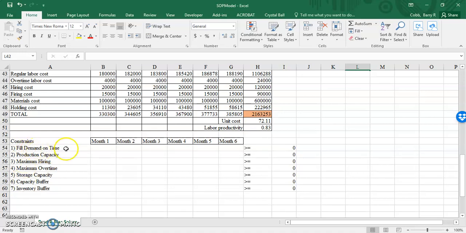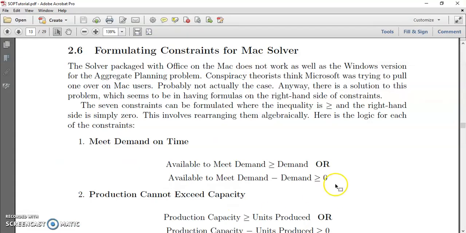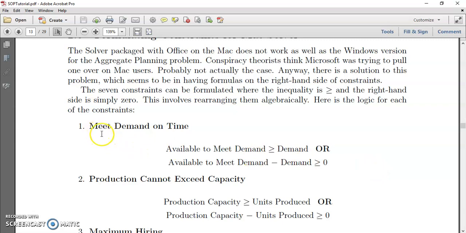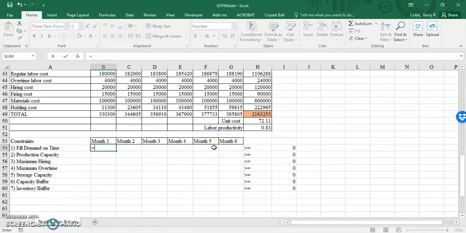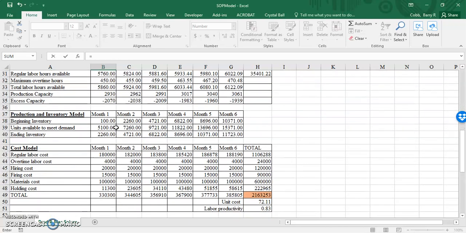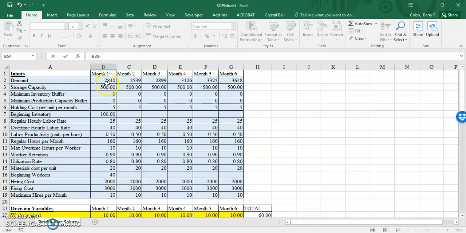The first 2 constraints are really implicit in any of these models, and that is that we'll have some constraint on customer demand and some constraint on production capacity. Initially, we assume that we will meet all customer demand on time, which means that the units available to meet demand is greater than or equal to demand. To modify this constraint, we'll just move demand to the left side and write the constraint as available to meet demand minus demand is greater than or equal to 0. So we'll enter this formula for constraint 1 in the section at the bottom of the page.